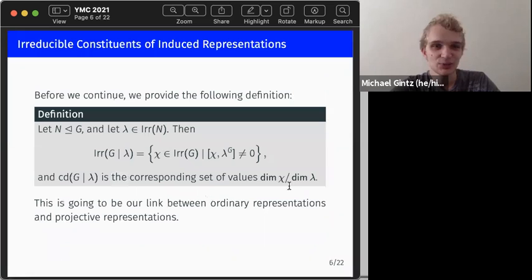Before we continue, we're going to give a little bit of information that might allow us to relate ordinary and projective representations. In particular, let N be a normal subgroup of G, and let lambda be an irreducible representation of N. Then the irreducible representations of G lying over lambda are the irreducible constituents of the induced representation lambda^G, and cd(G|lambda) is the set of quotients of these dimensions with the dimension of lambda. And since N is normal, these are all going to be integers.